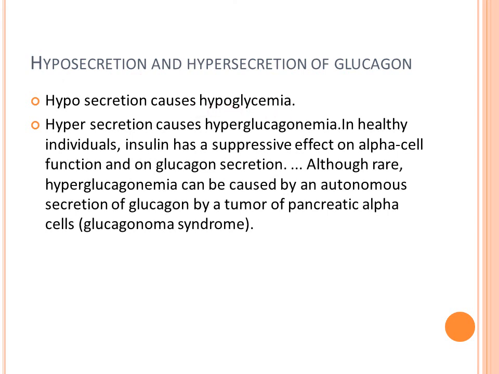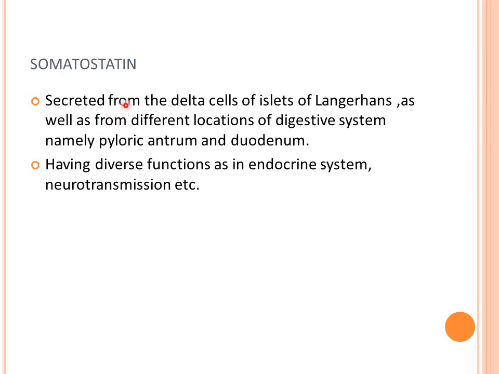Now in the next slide we will have a quick view of a hormone which is out of your portions. I'll go through it once. Somatostatin. This hormone is secreted from the delta cells of the islets of Langerhans, and it is also secreted from other parts like the pyloric antrum and duodenum. They all secrete this somatostatin hormone, and it has diverse functions in the endocrine system as well as in neurotransmission. When you move on to higher classes, you will study the somatostatin hormone in detail.